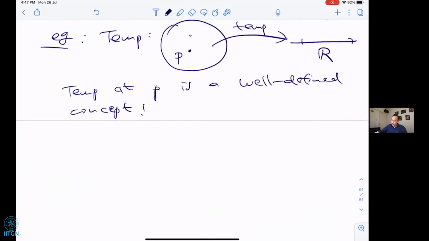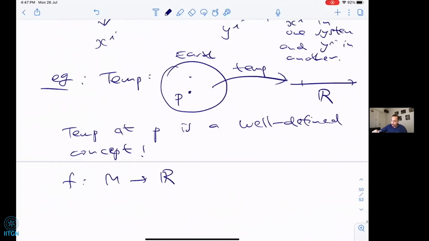Then it must be the case that the function f from the manifold to R, which actually is not this function, but it's the function phi. Okay, let me say this. Let me see how I've said it here.